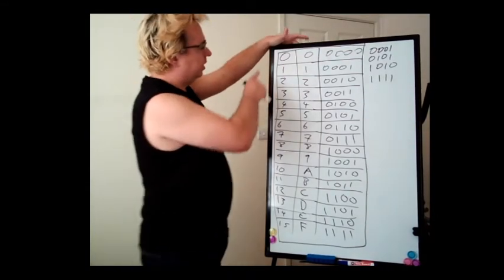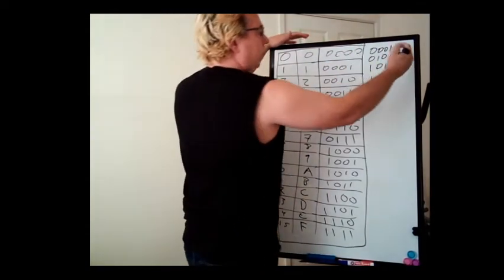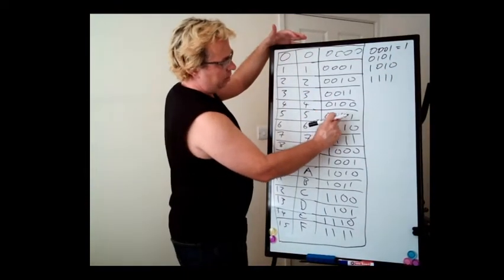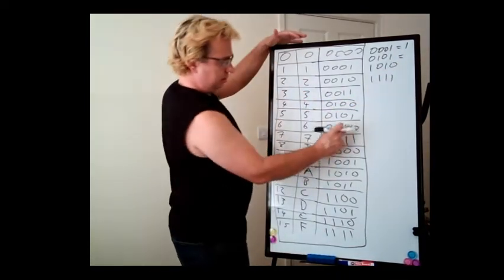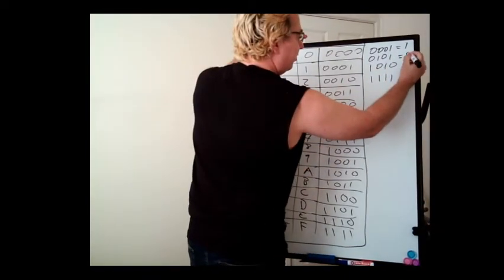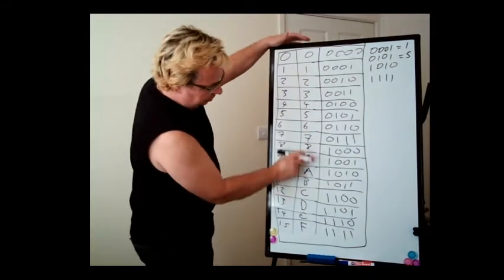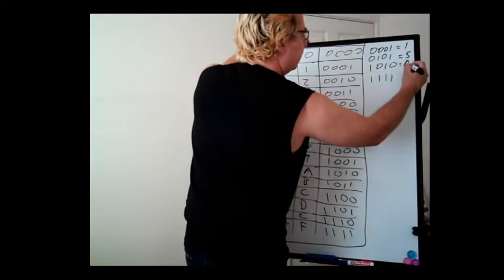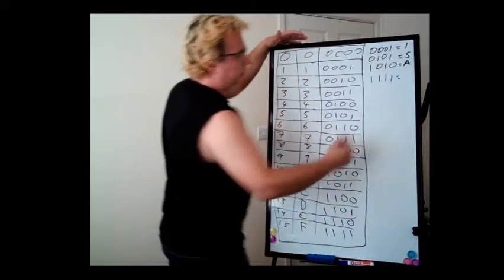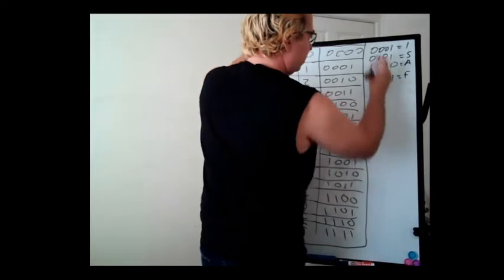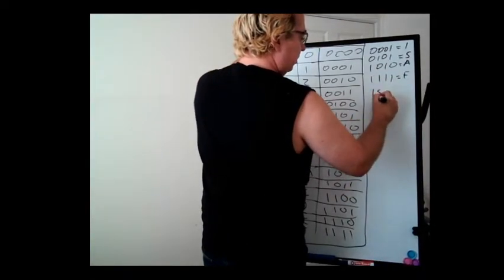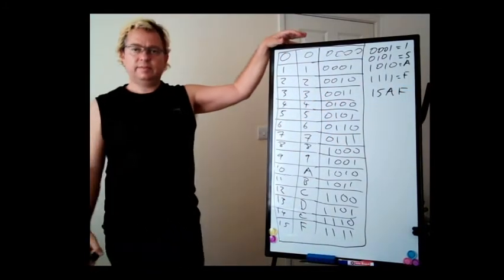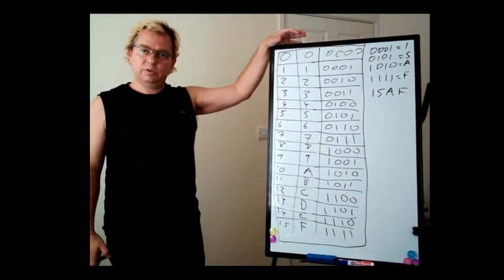It's a lot easier to go, right, 0001 equals 1. 0101 equals 5. 1010, that's A, and 1111 is F. So rather than reading out all of that, we can represent that as that. 15AF. Okay, a lot simpler.